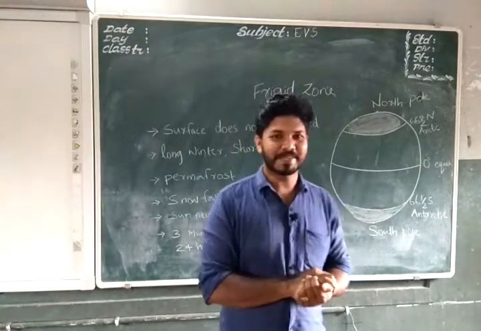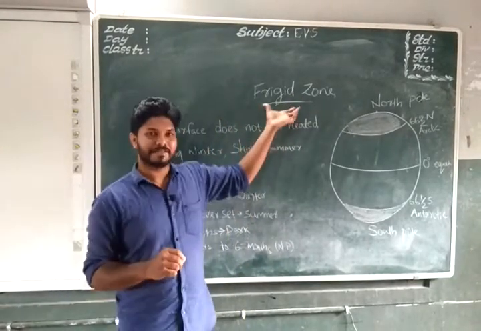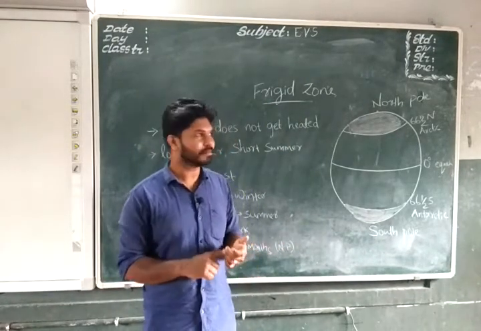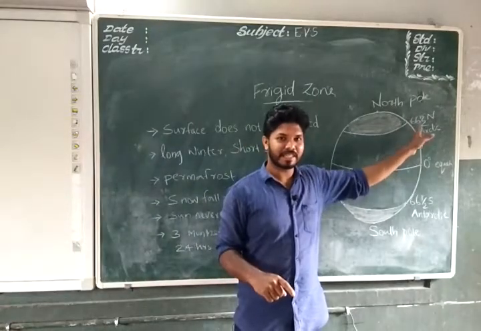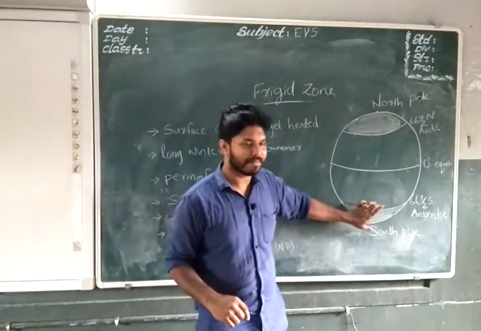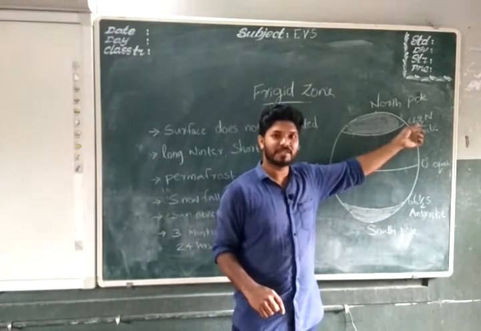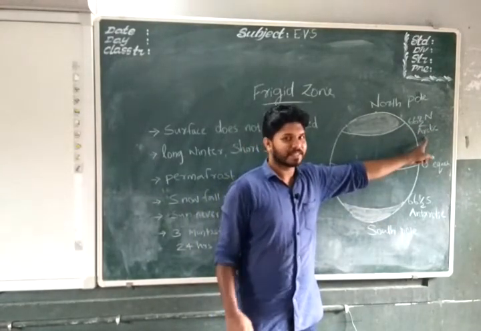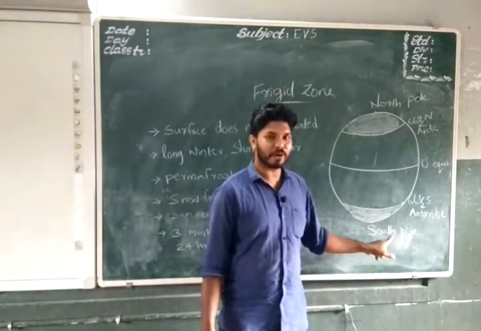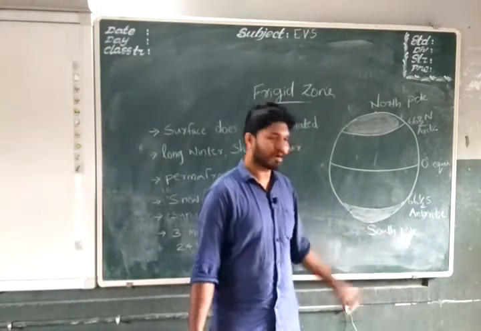Welcome back. Today we are going to discuss the last topic of our chapter, heat zones, that is the frigid zone. The frigid zone, as we already discussed, lies in between 66.5 degrees north and the North Pole, and likewise 66.5 degrees south and the South Pole. What is 66.5 degrees north? It is the Arctic Circle. So it is the area between the Arctic Circle and the North Pole, and in the south, the frigid zone is the area in between the Antarctic Circle and the South Pole.